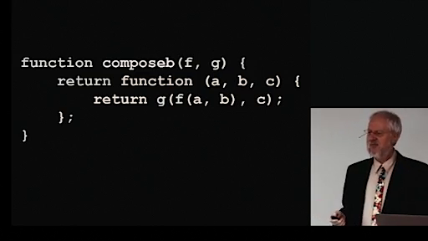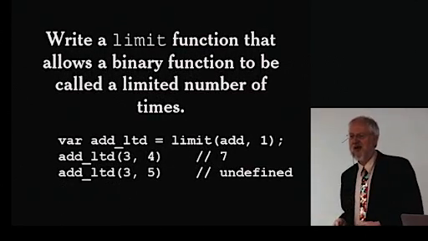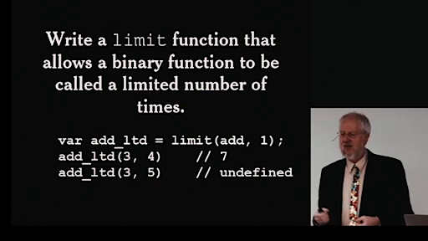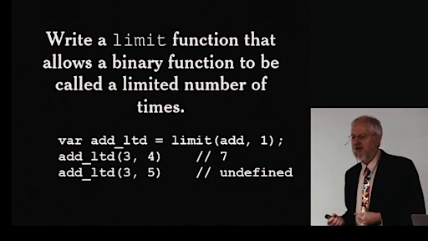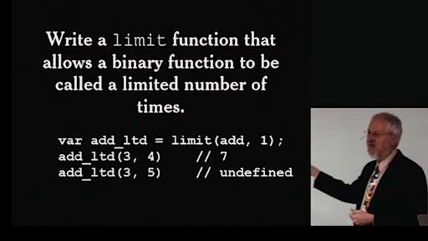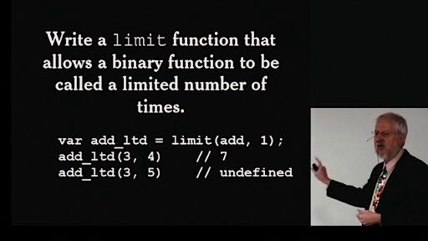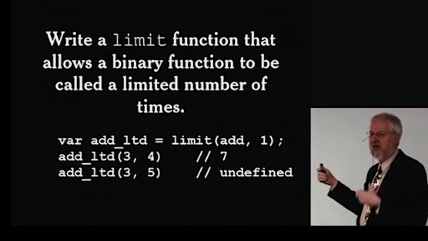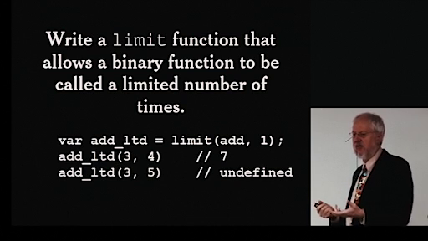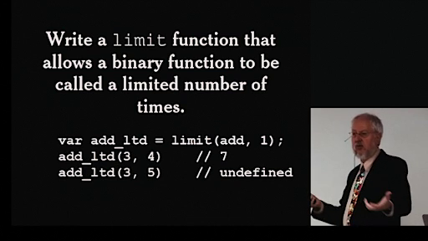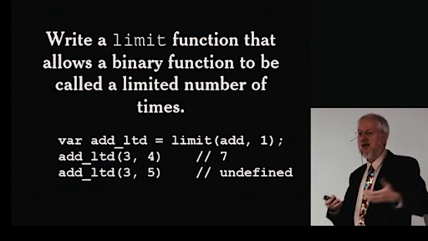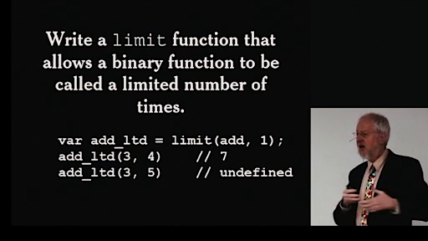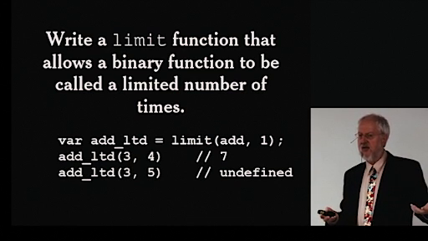Feeling good? Yeah? Okay. Want to do another one? I've got another one. So let's go. Write a limit function that allows a binary function to be called a limited number of times. So we're going to pass the add function to limit and say you can use it 1 time, and that will produce a limited add function. We could then give that to a third party, and the third party can call it once, and it works just right. But if they call it a second time, all it does is return undefined. It doesn't do anything else.